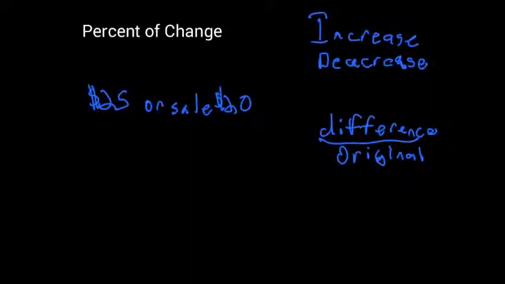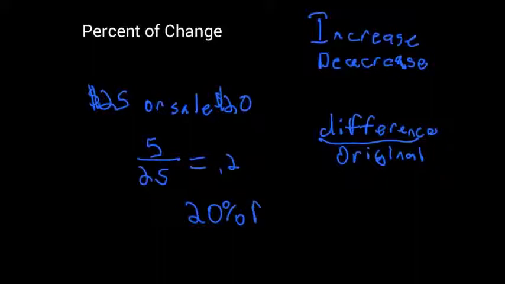So 25 minus 20 is 5. And then the original price was 25. So now we have 5 divided by 25. So you just work that out. So 5 divided by 25 is going to be 2/10. So make that a percent. Move your decimal twice. 20%. And in this case, our price went down, so it is a decrease.